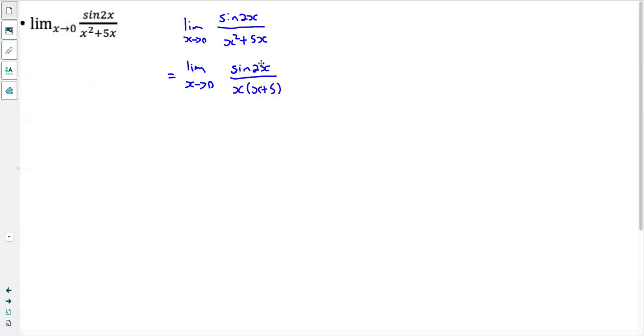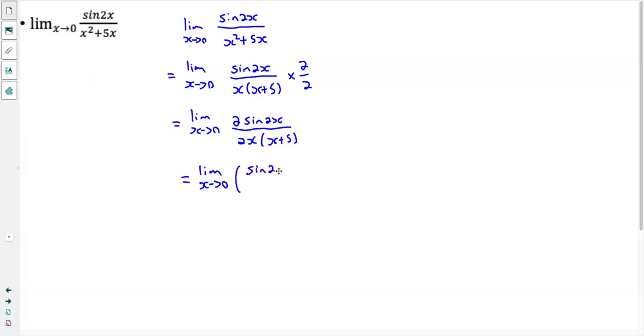So in order for us to use our rule, we need a 2 in front of here, so I will then multiply both of these by 2. That gives us our limit as x goes to 0 of 2 sine of 2x over 2x times x plus 5. We can then break this up, so this is the same as our limit as x goes to 0 of sine 2x over 2x times, we have the 2 in front, and we have the x plus 5 down here. So we know that this will equal 1, and then if x is going to 0, that would be 2 over 0 plus 5, so times 2/5. So this equals 2/5.